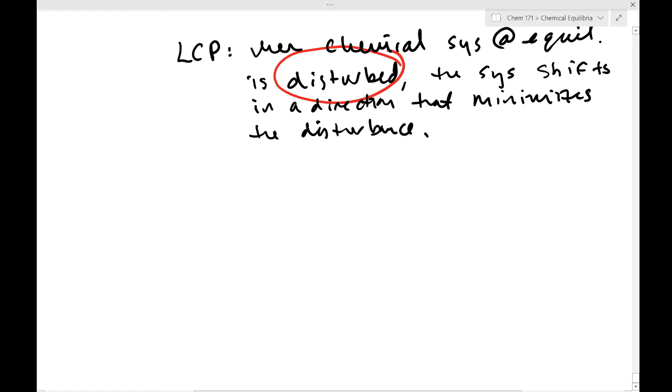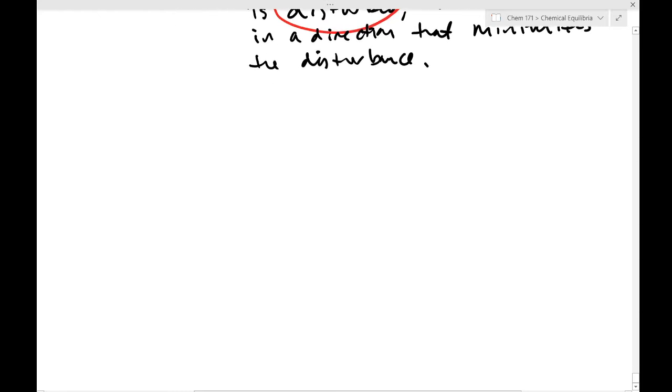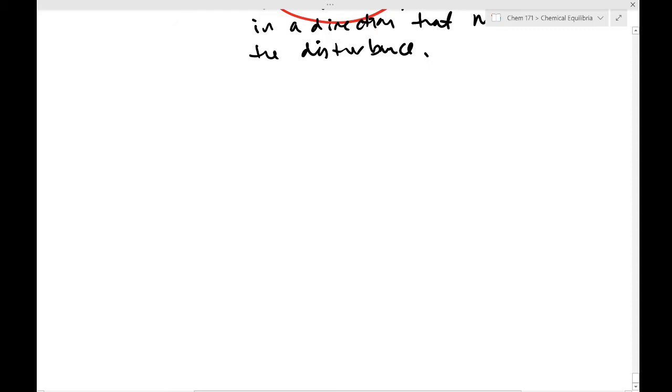We can have a concentration change. We can have a volume, a pressure change, and we can have a temperature change. Okay, so these are the three ways that we can disturb an equilibrium. So let's talk about concentration change first.